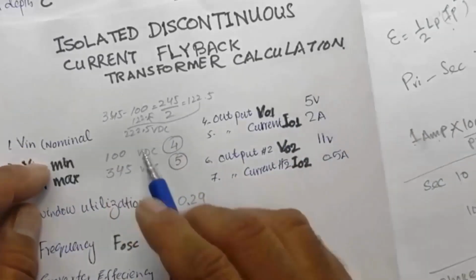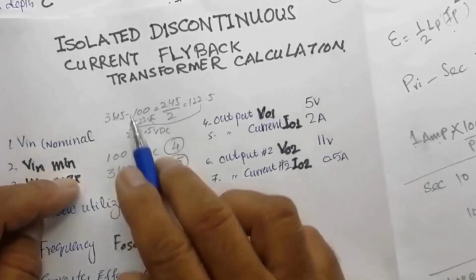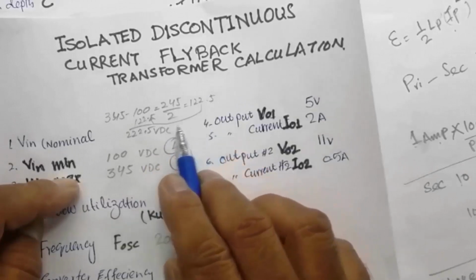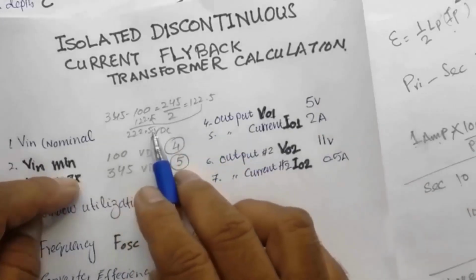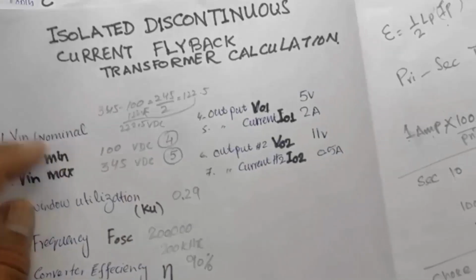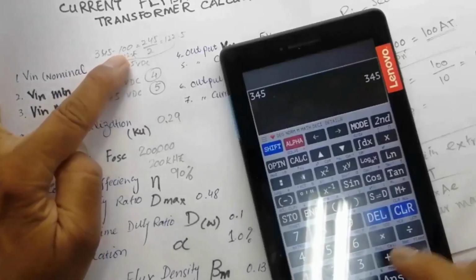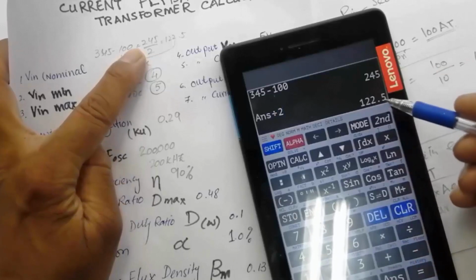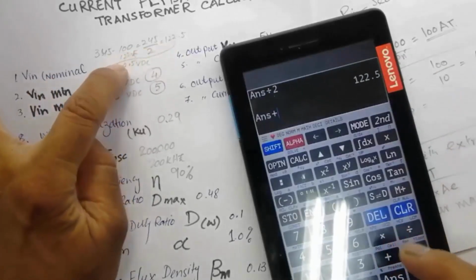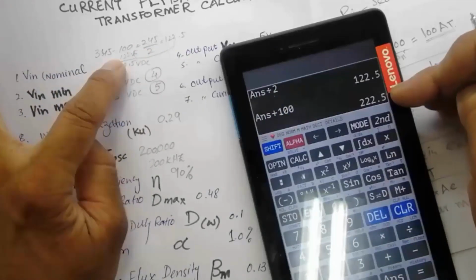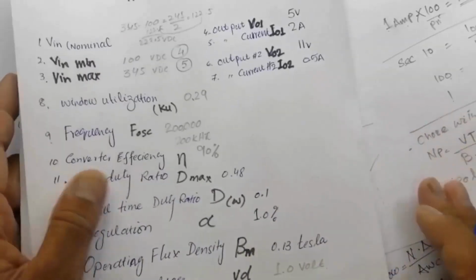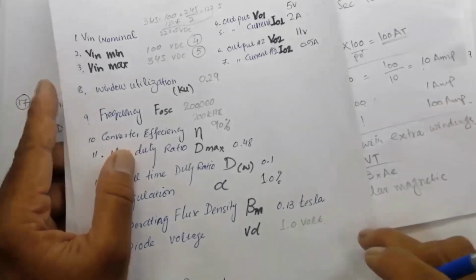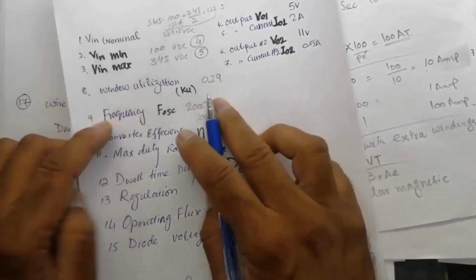Determine nominal voltage. Maximum voltage minus minimum voltage is 245, divided by 2. Then the answer, add it to the minimum voltage. It will become 222.5 volts. 345 minus 100 is equal to 245, divided by 2, it is 122.5. Add it to the minimum voltage, it is 222.5 volts. Then the window utilization factor, always calculate maximum 0.3. So we will use 0.29 as KU.